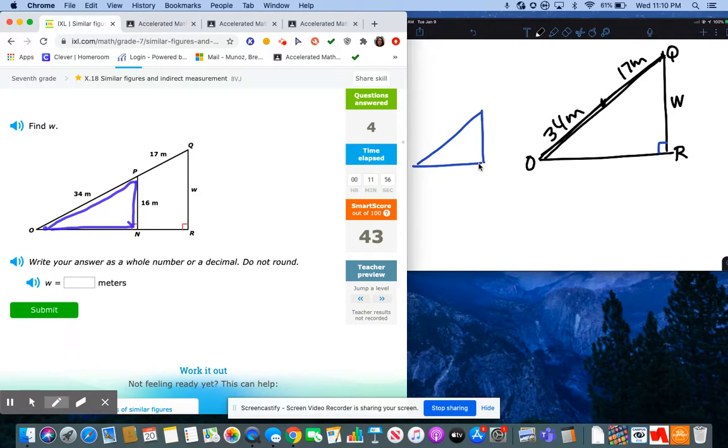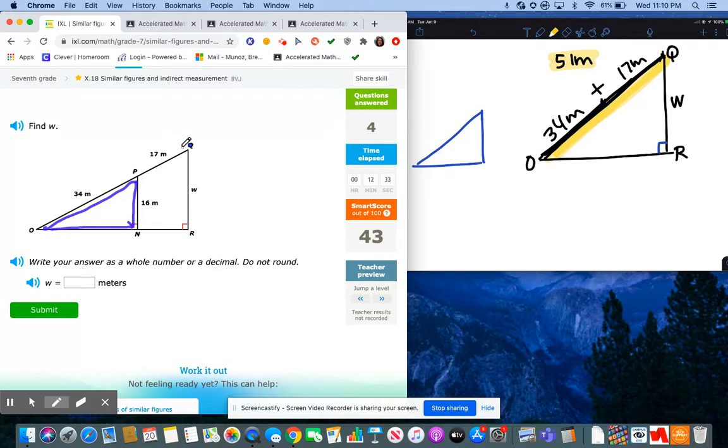So to find the whole length of this side, I think I need to add 34 plus 17, right? So the answer here will be 10 carry 1, 51. 51 meters, right, is this side. Because you have to consider this length right here, 34, which is from the little triangle. And then this little piece here is 17. But I need the length of this whole line, which is 51, right?